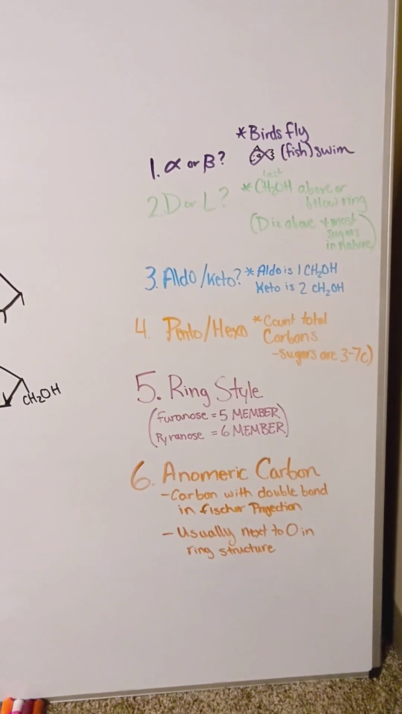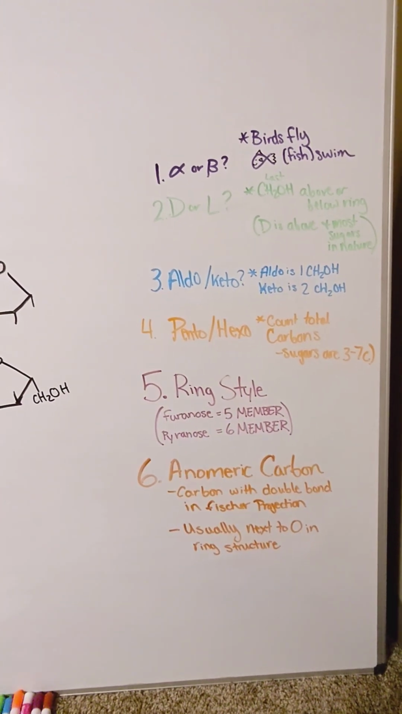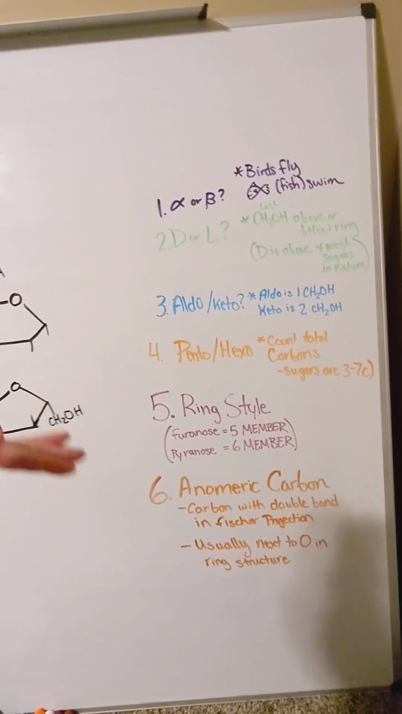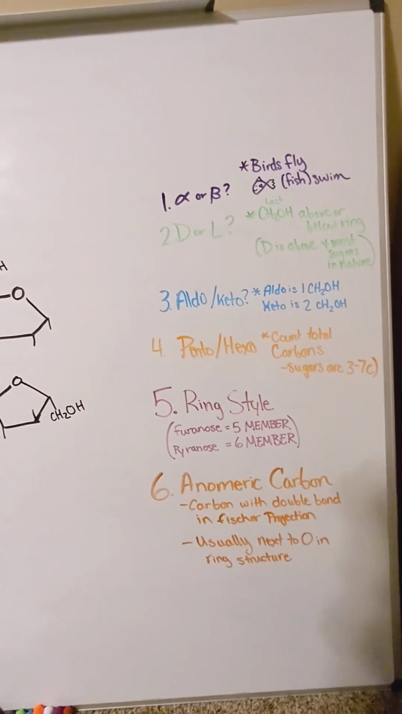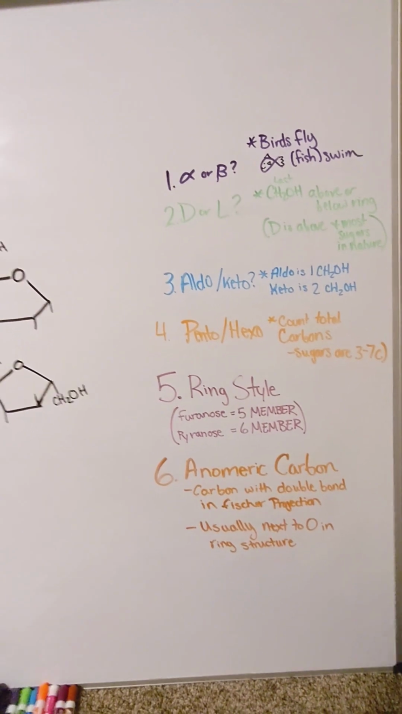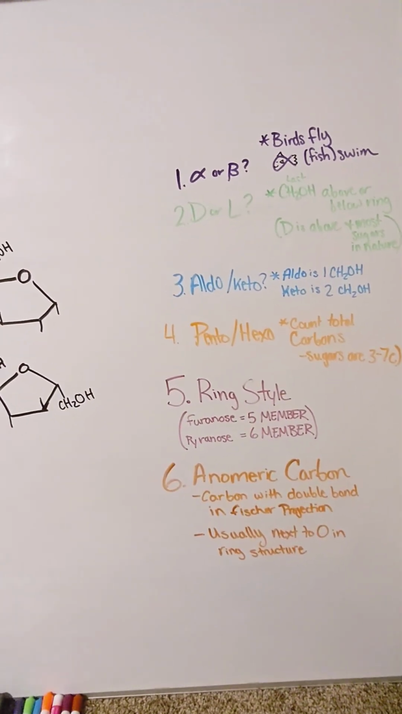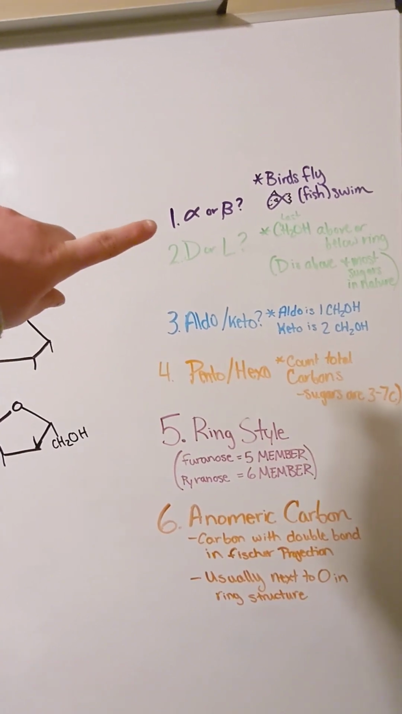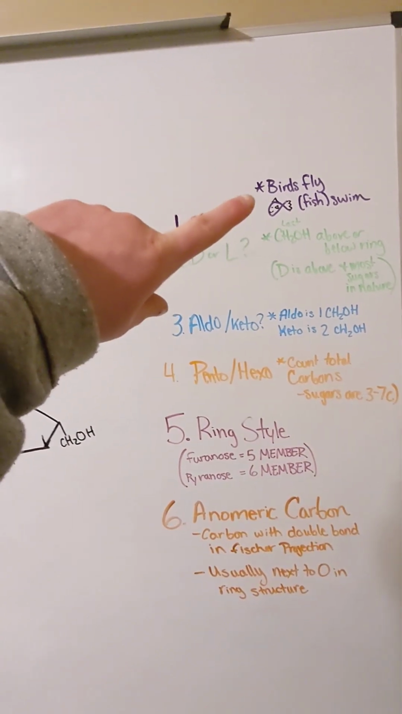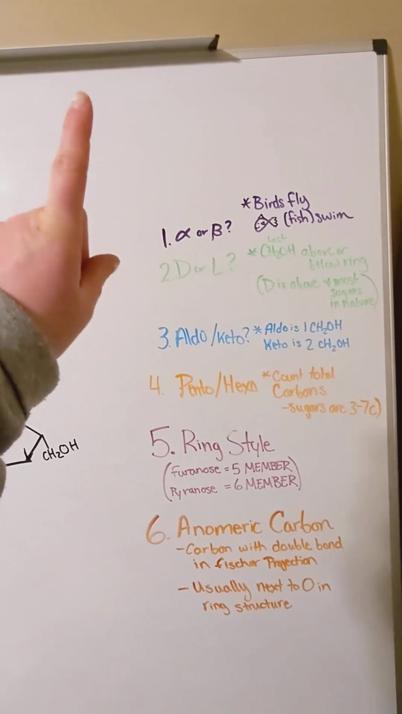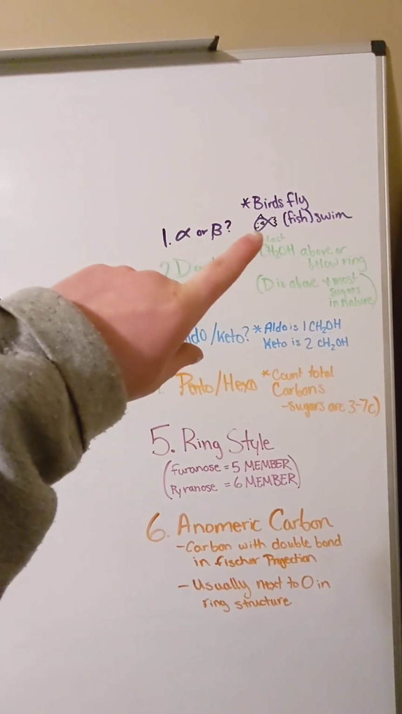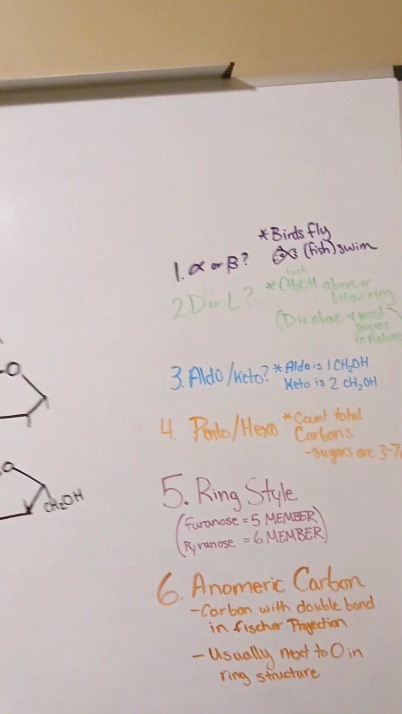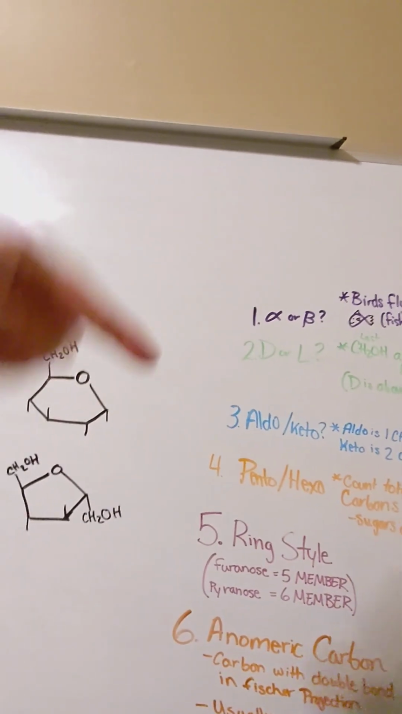Okay, so when it comes to naming sugars and disaccharides, we have a couple of simple rules that we follow. This is just the steps to go through so you get all the pieces in your name. This is how I found it was easiest to go through it. Our first step is, is it alpha or beta? We know birds fly, so beta is going to point up from the ring structure, and alpha is the symbol in there, or fish swim. Fish swim in the ocean, so it's going to point down.